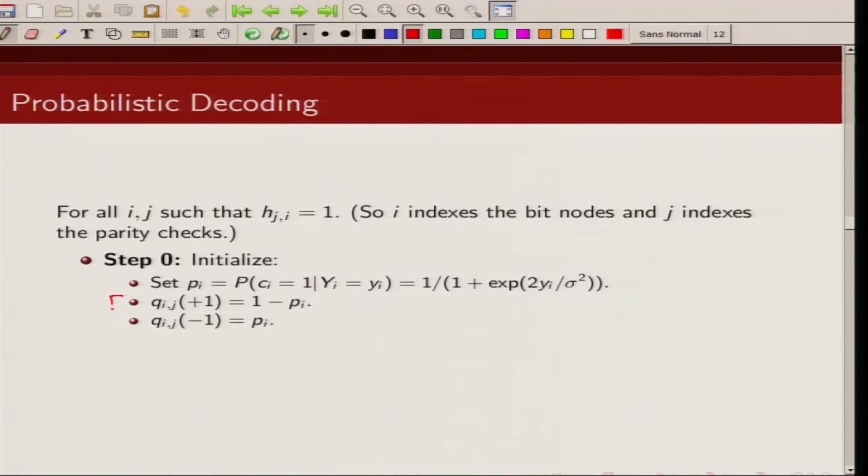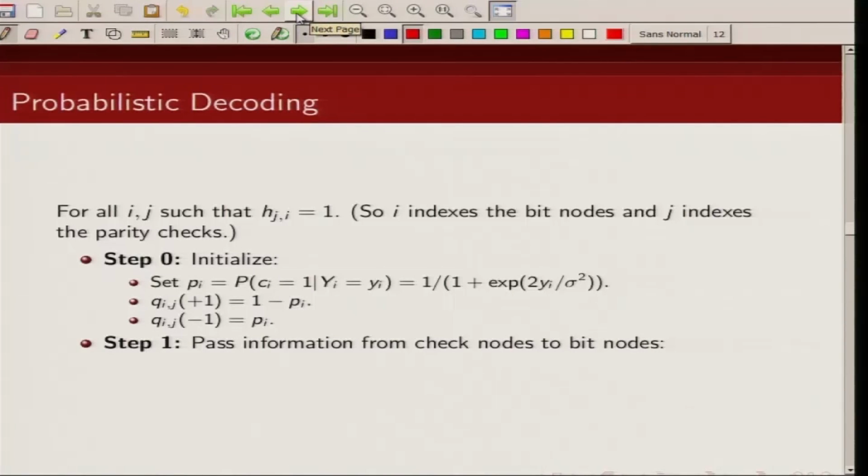Okay. So, that is the first step, the initialization step, where we are calculating the initial messages that the bit nodes will send to the check nodes, and that is basically based on channel likelihood values. It is given by this expression.